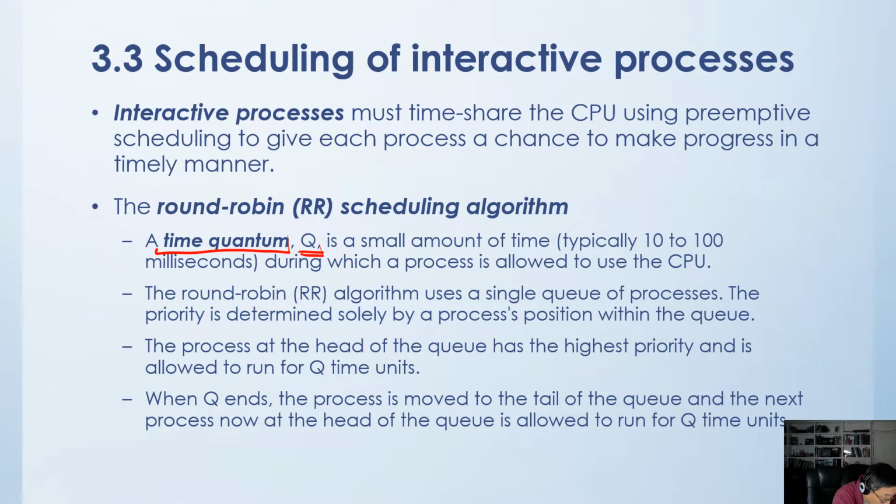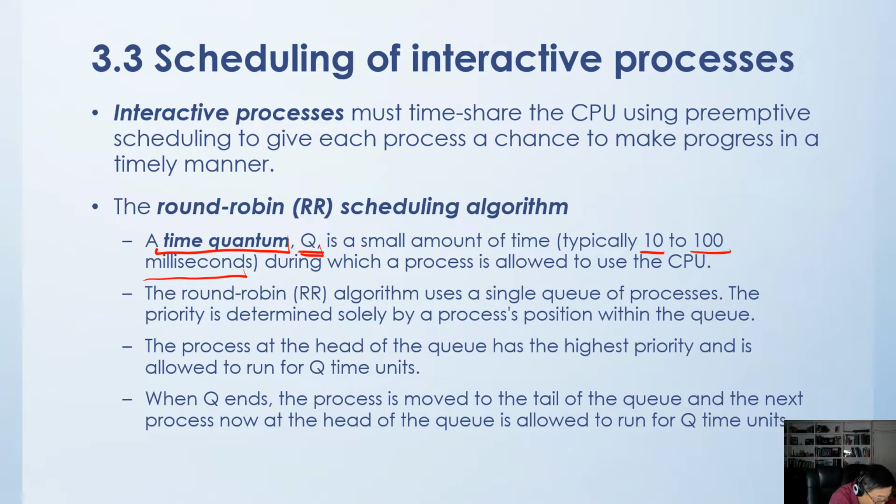A time quantum is a small amount of time. It's so small that typically it ranges from 10 to 100 milliseconds. That means 1 second is probably going to be divided into hundreds or thousands of time quantums, during which the process is allowed to use the CPU.